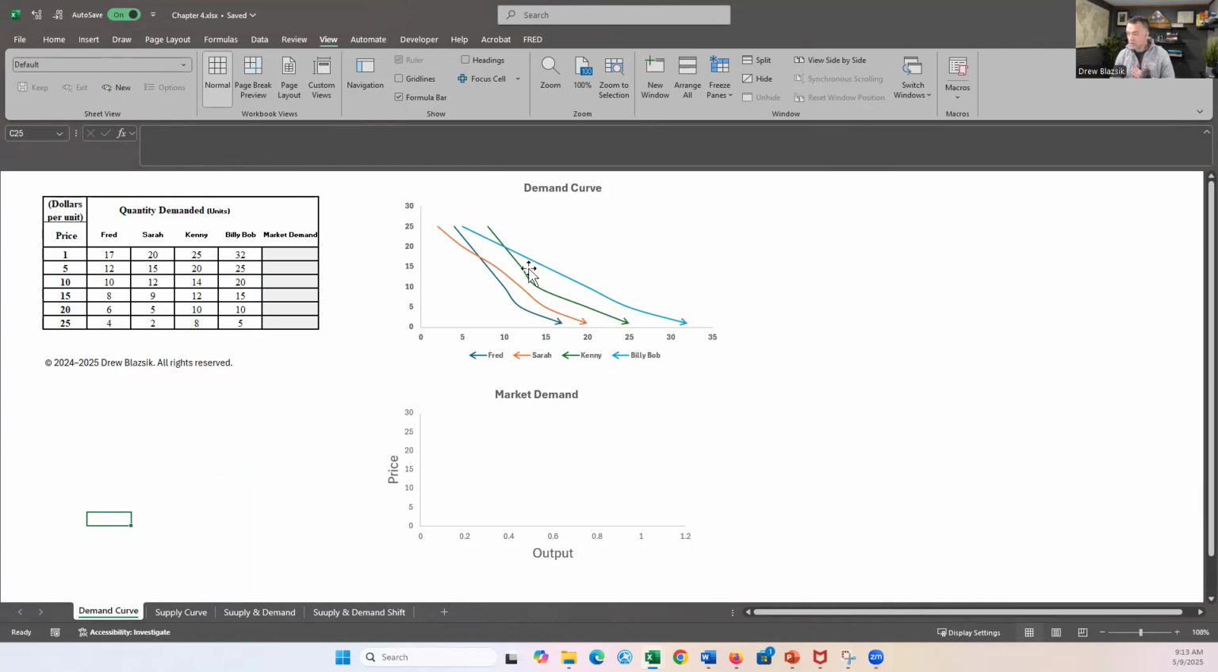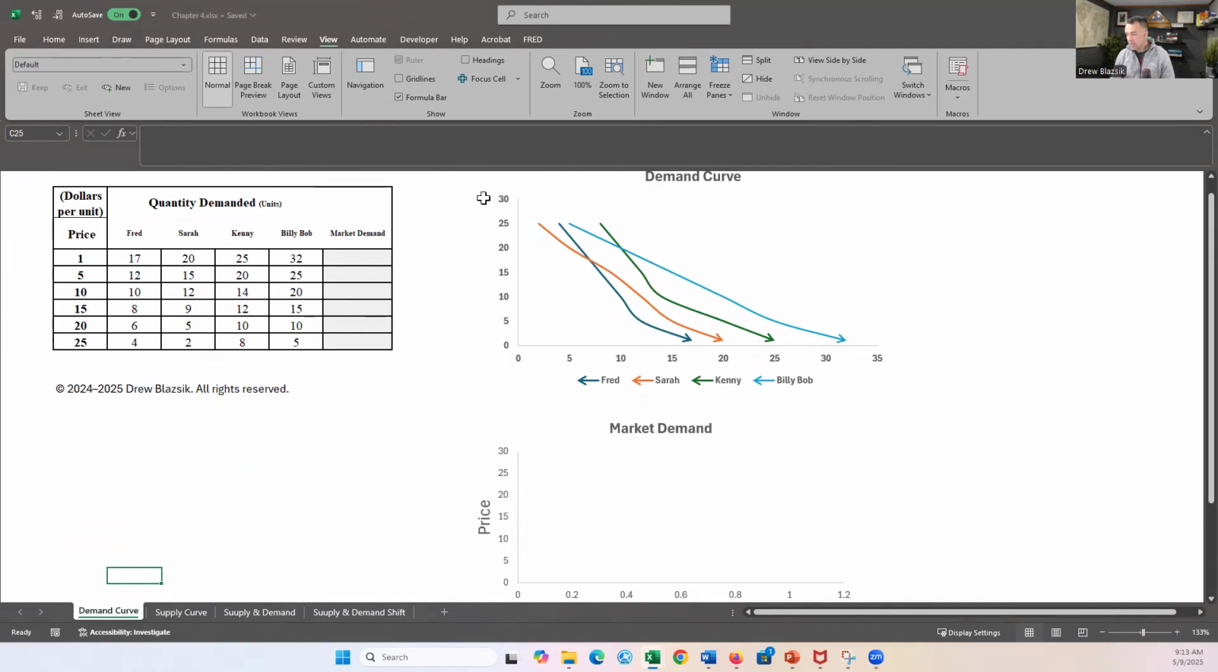As you can see, here's our demand curve, which I just created. This is the demand curve for each one. Curves are always downward sloping because there's an inverse relationship between quantity demanded and price. What does that mean? It means if the price goes up, you buy less of the good. It's a negative relationship. Price goes up, quantity goes down. Price goes down, I purchase more of the good.